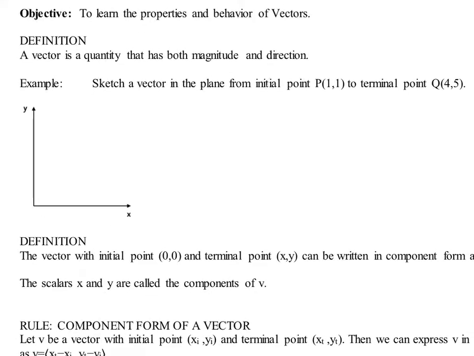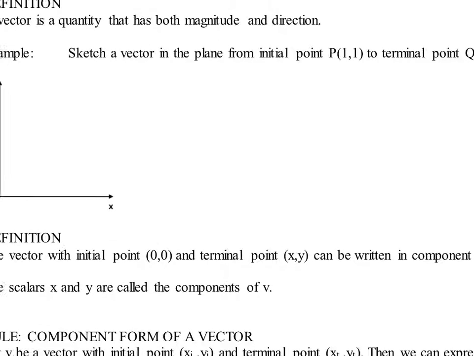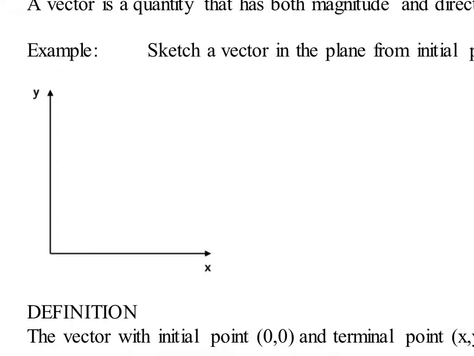All right, so let's talk about what a vector would look like, or at least initially. Sketch a vector in a plane from initial point P(1, 1), so just plotting points, to (4, 5). So (1, 1) to (4, 5). So, a rough sketch.